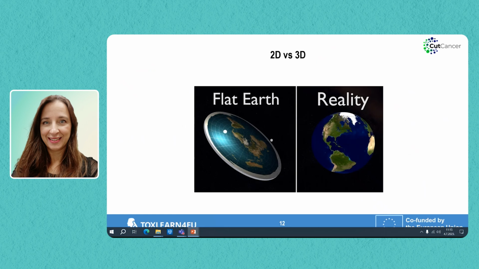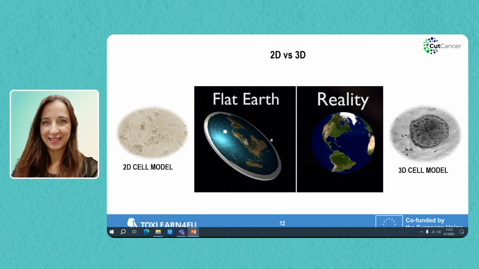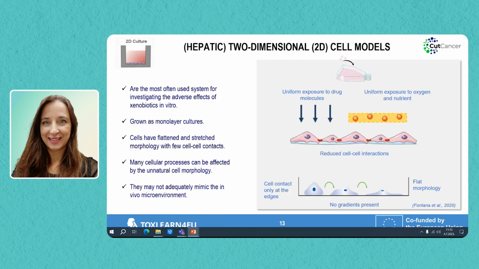In the past, it was thought that the Earth is flat, but we know that it's spherical. So maybe the model that we are traditionally using is not the optimal model, and we should change the model, and maybe we get more predictable results for human exposure.